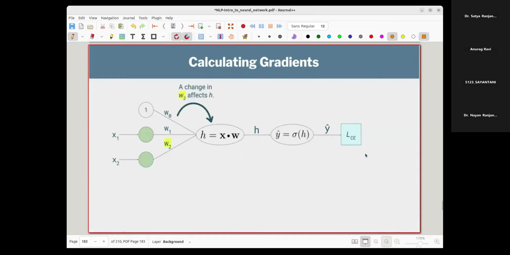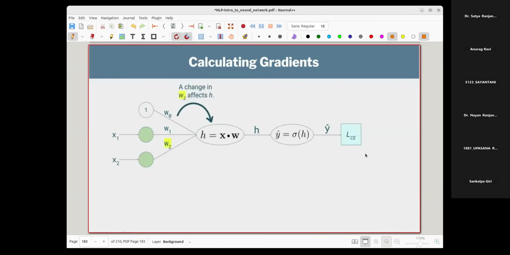Okay. So let's see what happens. Now a change in W affects H. If you change W, then H is the output of the first operation, so it will affect H. Similarly, a change in H affects Y cap, and then a change in Y cap affects your final loss. Okay, so that means if you want to change W's, we need to change Y cap, then H, then we can change W.